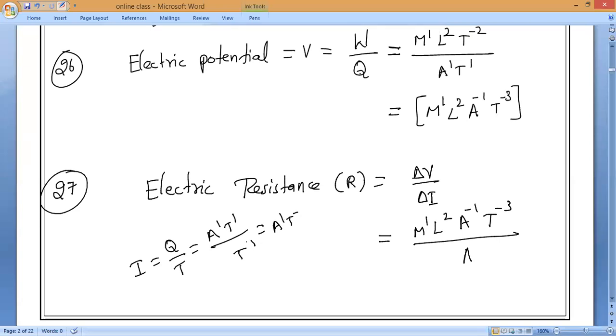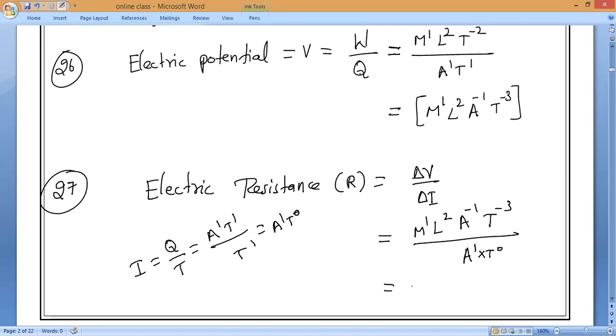I think we are doing something wrong. I is equal to Q by T, correct? A power 1 only. A power 1, T power 0. Yes, sir, we are doing wrong somewhere. So let it be. A power 1 into T power 0.